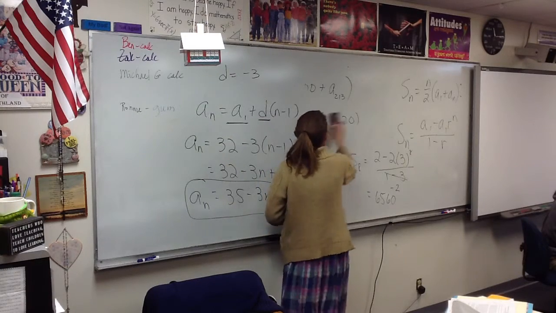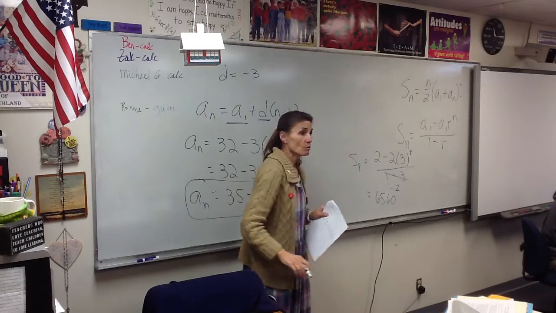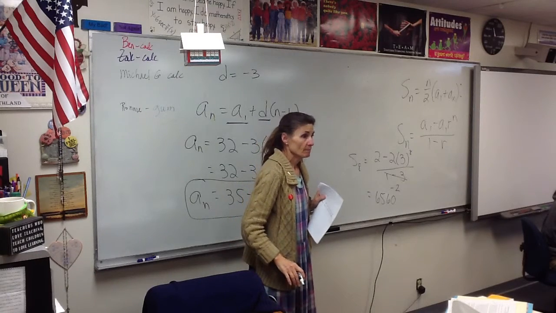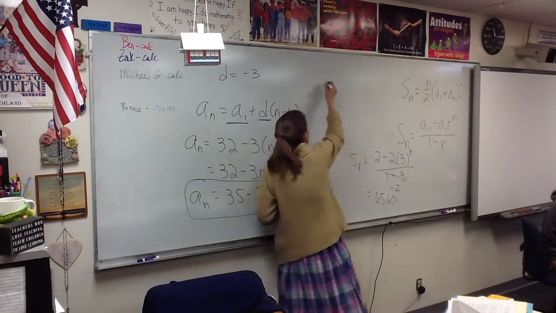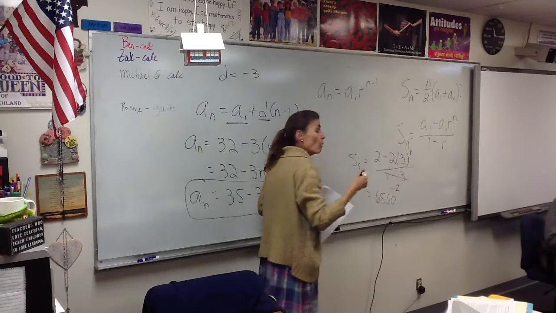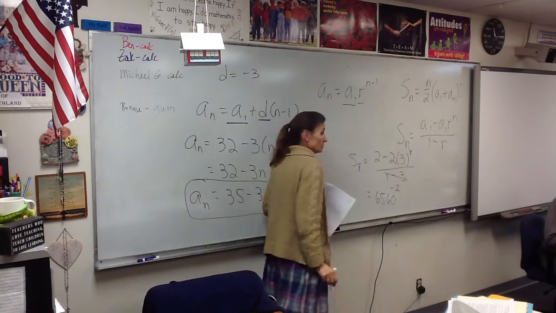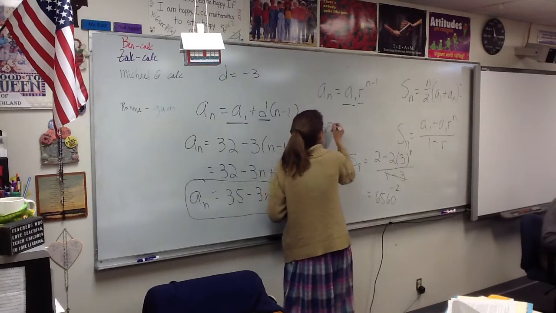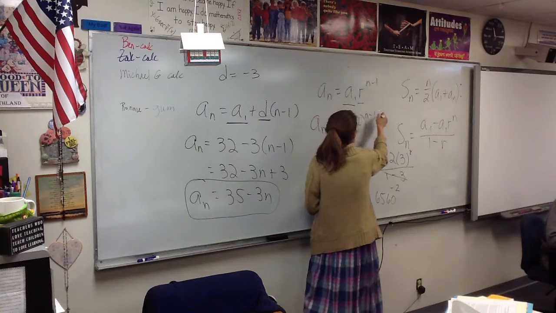B is geometric. What's the ratio in B? I'm timesing by 4. So my formula, I'm going to use this one. Now what do I plug in? My first term and my ratio. So what will the answer be? First term is 2, ratio is 4.